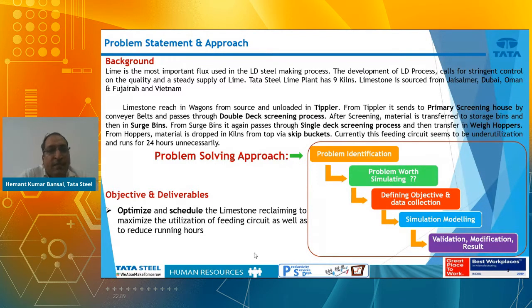Limestone reaches the Tata Steel plant in wagons from the source and is unloaded in the tippler. From the tippler, it is sent to the primary screen house by conveyor belts and passes through a double-deck screening process. After screening, material is transferred to the storage bin and then to surge bins. From surge bins, it again passes through a single-deck screening process and is then transferred to weigh hoppers. From the hoppers, material is dropped into the kiln from the top by a skip bucket.